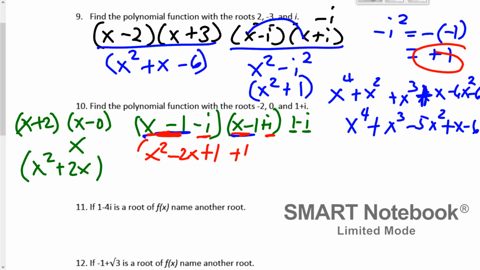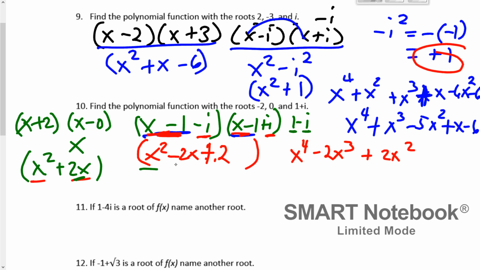So now we can go ahead and FOIL these together. I can add these. I get plus 2 here. Okay. So now we can FOIL those out, and we get x to the 4th minus 2x cubed plus 2x squared. So that's taking all three of these and multiplying them by x squared. Sorry, I took all three of these and multiplied them by x squared. That's why I got these three.